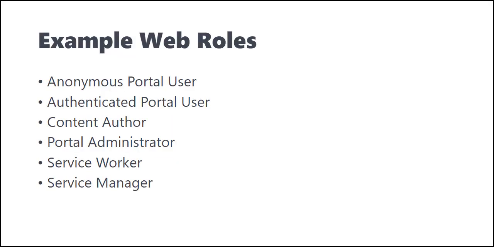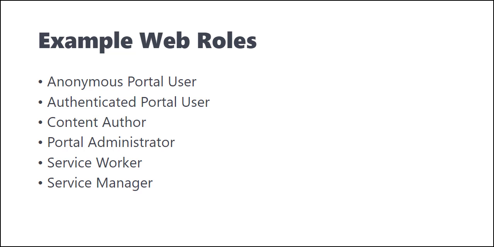So we can talk about a few example web roles, but before we do that, maybe I'll mention a couple of web roles that come out of the box. So there's two web roles in particular that are worth calling out. They're the anonymous portal user and the authenticated portal user web roles. These are out of the box web roles, although they can be renamed, they can be recreated, in fact, because it's an attribute on the web role itself that determines whether a web role functions as one of these two. But out of the box, they sort of come pre-created for you.